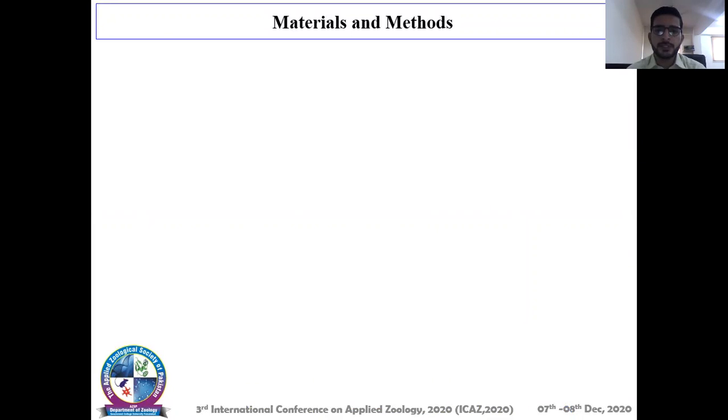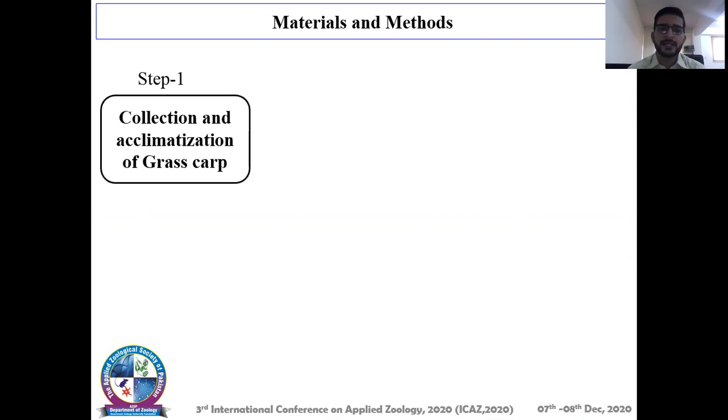Material and methodology. I completed my work in two steps. In the first step, collection and acclimatization of grass carp. Grass carp was collected from a local fish farm in Peshawar and then transported to the Aquaculture and Fishery Laboratory, Department of Zoology, Kohat. After that, the fishes were acclimatized in water tanks for 2 weeks.